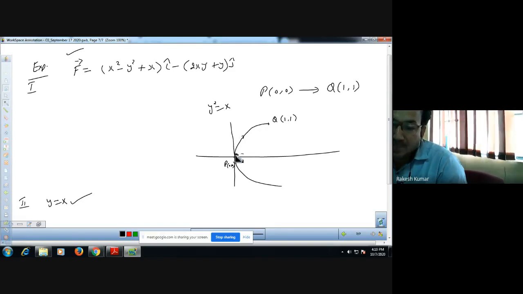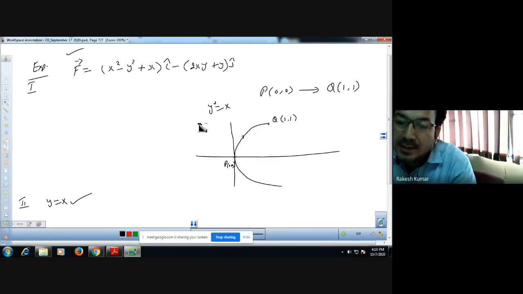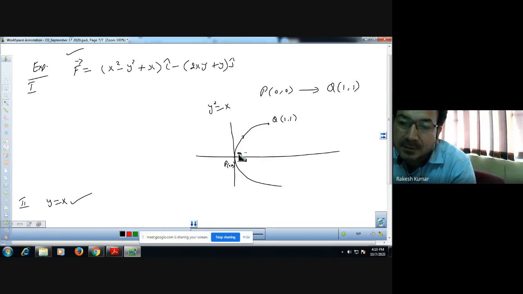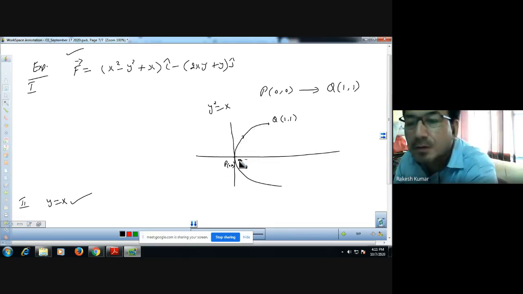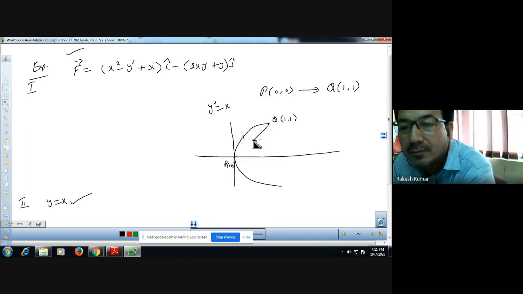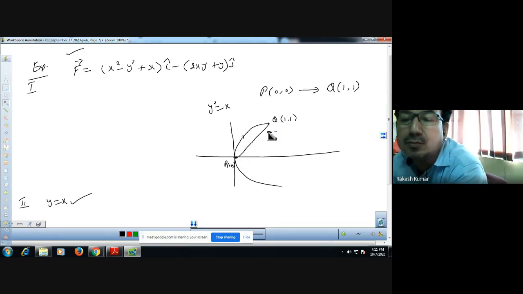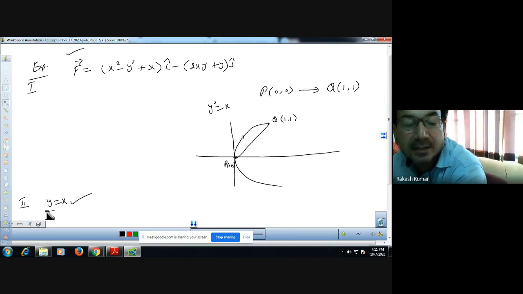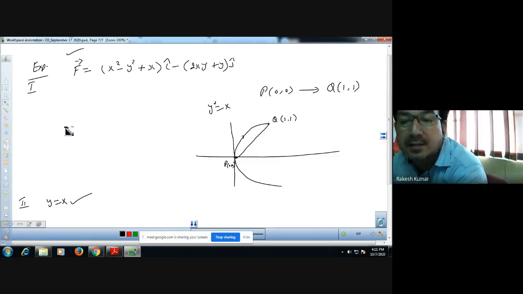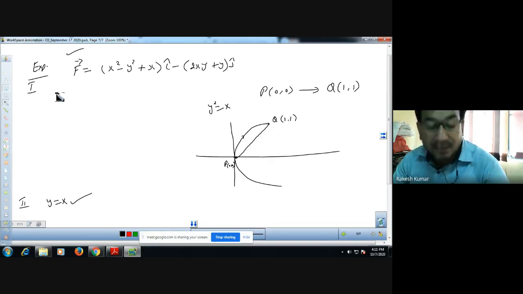If you are able to find out the equation, draw a straight line joining the point P to Q. This is the straight line we have, and they are asking whether the work done is different in case 2 than in case 1. So let us check whether the work done is different or not.